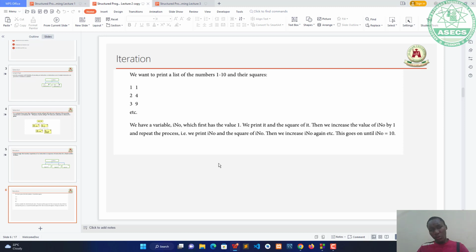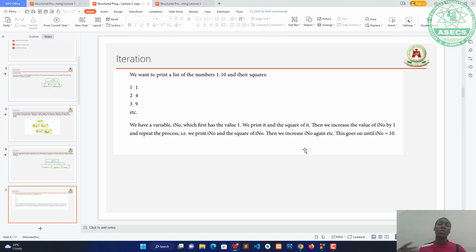So an ce when a variable I number which first has the value 1, we print it and print the square of it. Then we increase the value of I number by 1. That fara increasing na shi kenan. Da ma haka loop yake I guess. I repeat the process, i.e. we print I number and the square of I number, then we increase the I number again, etc. This goes until I number is equal to 10.